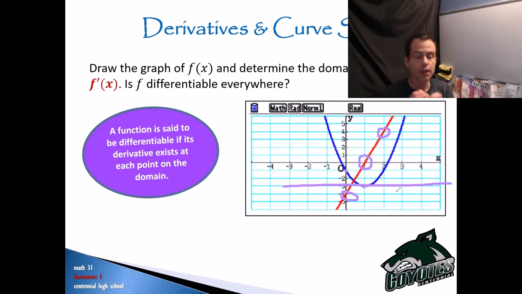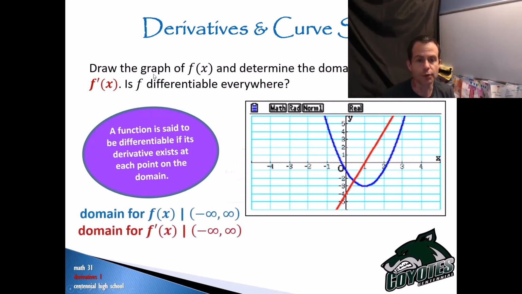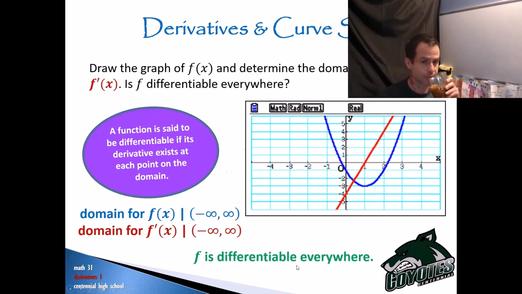Okay, now the blue line, x is a member of the reals. The derivative, x is a member of the reals. So we say that f is differentiable everywhere. Okay, so the domain for f of x is -infinity to infinity, and the domain for the derivative is also -infinity to infinity. F is differentiable everywhere.